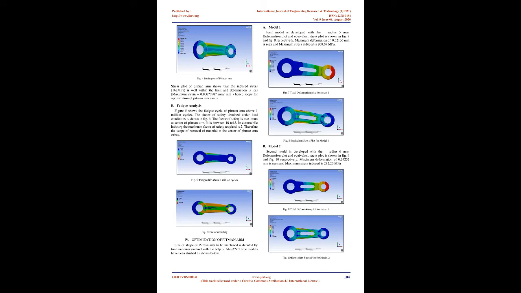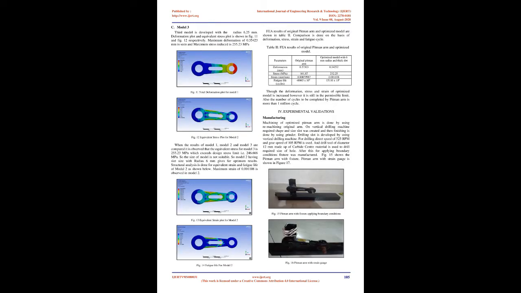For optimization of the Pitman Arm, the size and shape of the material to be machined is decided by trial and error with the help of ANSYS. Three models have been studied as shown below. When the results of Model 1, Model 2, and Model 3 are compared, the equivalent stress for Model 3 is 255.23 MPa, which exceeds the design stress limit of 246.666 MPa. So the size of this model is not suitable. Model 2, having a slot with a radius of 6 mm, gives optimum results.